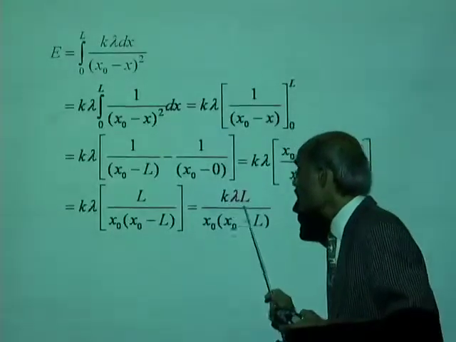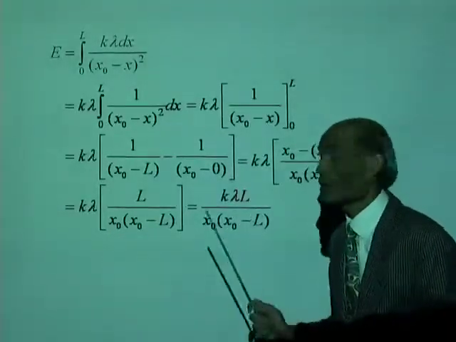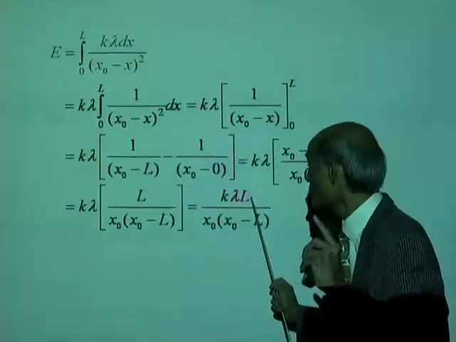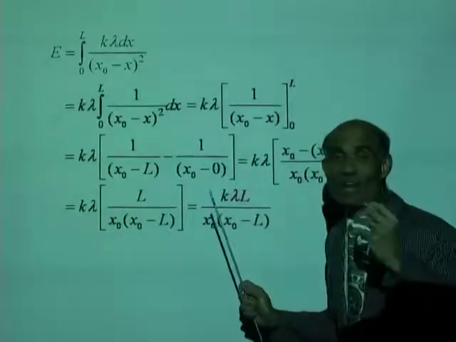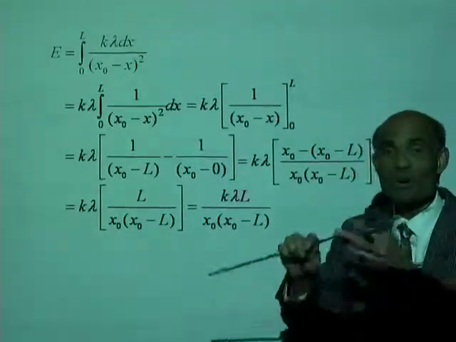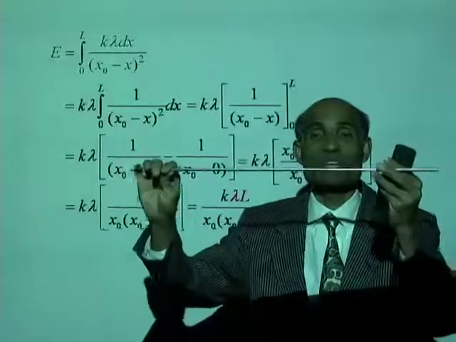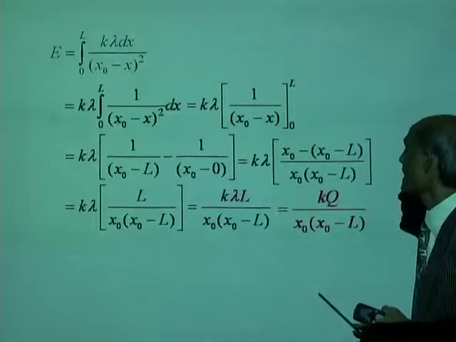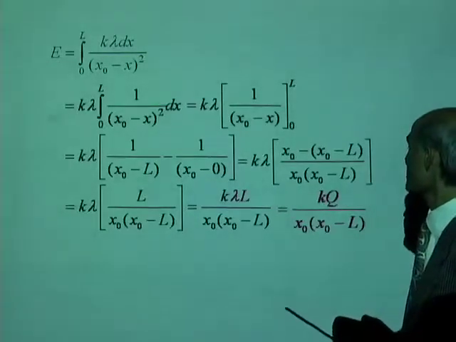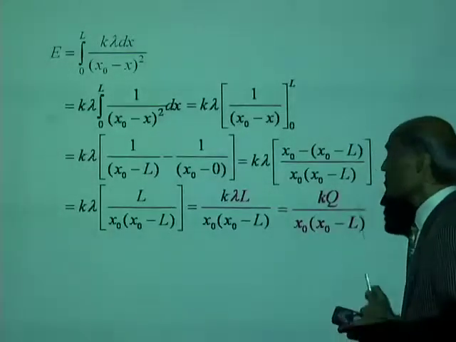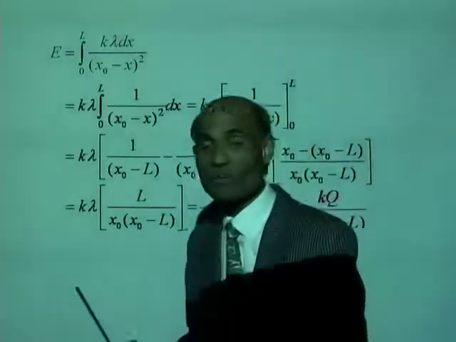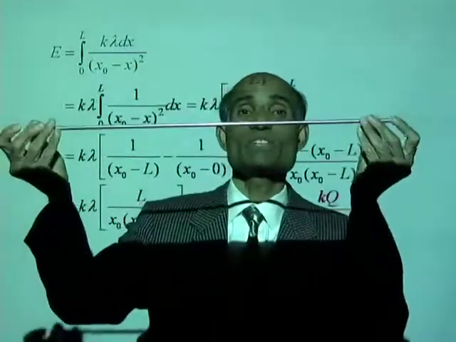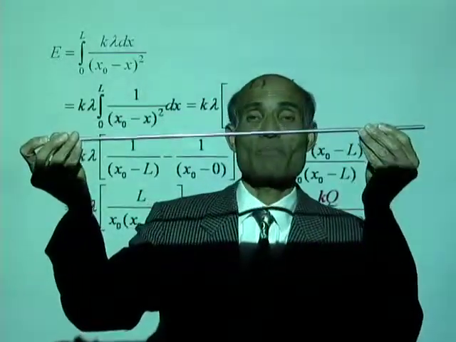Why did I color lambda L? Because lambda is charge per unit length. If you multiply that with the length L, that is a measure of the total charge on the extended charged object. So this will be kq over x0 times (x0 minus L). This is the expression for the electric field at a point on the axis of an extended charged object like this.